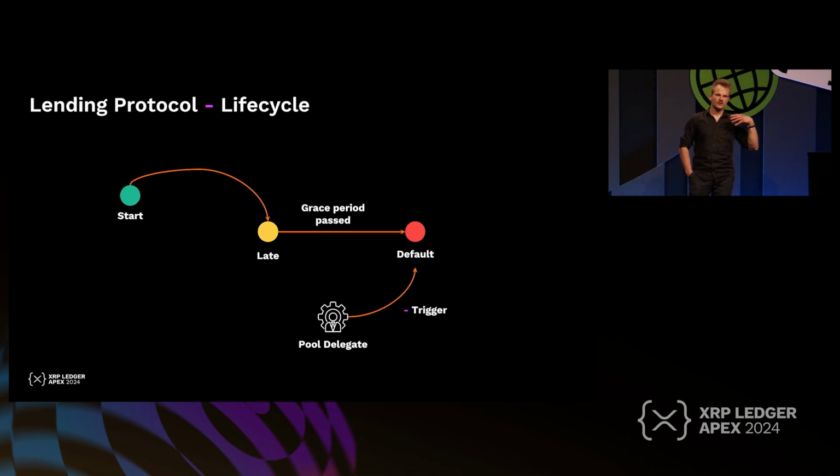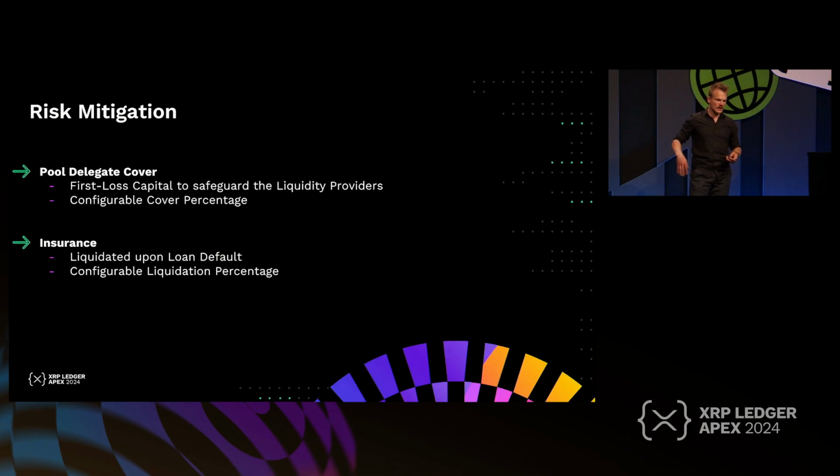Once the loan is defaulted, it is done. The borrower is no longer able to make any payments against the loan, and this triggers the first loss capital liquidation scheme. How does that look? In the nomenclature of the lending pool, this is called a pool delegate cover. It is a first loss capital to safeguard the liquidity providers. And it is a configurable percentage of the value of the lending pool.